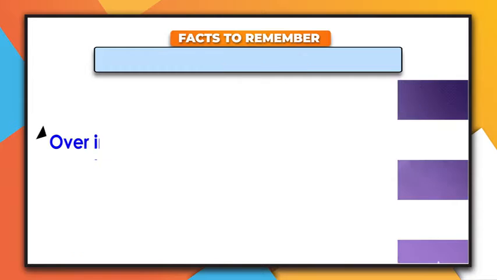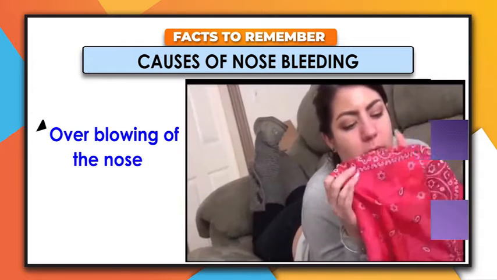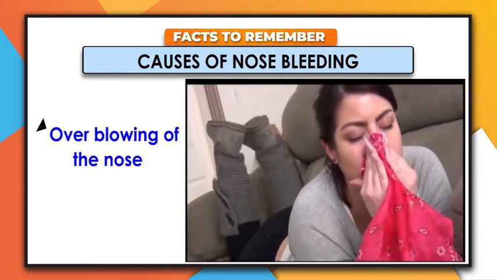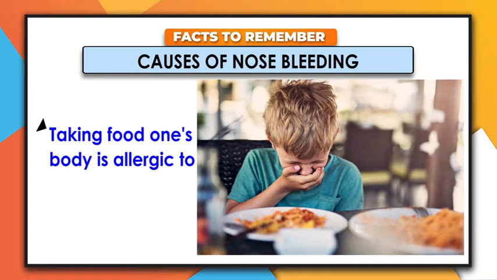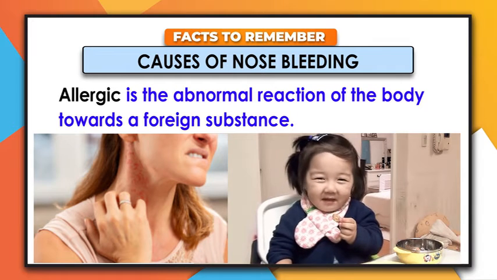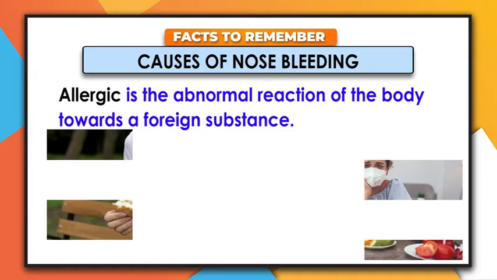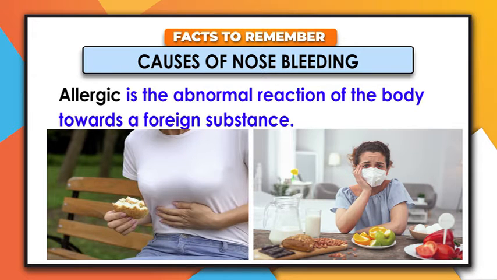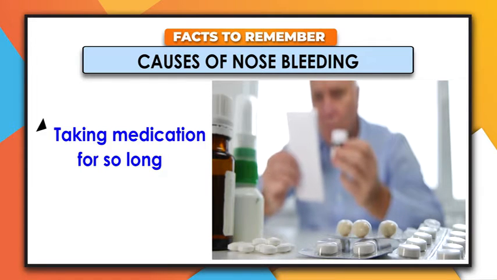We looked at causes of nose bleeding, and we said over inhalation of dry air can cause nose bleeding. We also said that overblowing of one's nose can also lead to nose bleeding. Then we said taking food one's body is allergic to can also cause nose bleeding. We said that the word allergic means the abnormal reaction of the body towards a foreign substance. And when some people eat some types of food, their body reacts abnormally to those foods. Then another cause, we said taking medication for a long time can also cause nose bleeding.